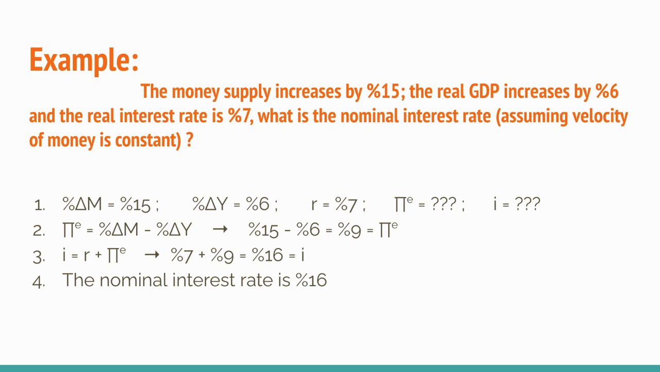If the velocity is constant, the change in velocity of money is zero and you cross it off the equation. Otherwise, you also have to add it into your equation. But in this case, it's constant, so we're just going to assume that the change in velocity of money is zero and take it off our equation.